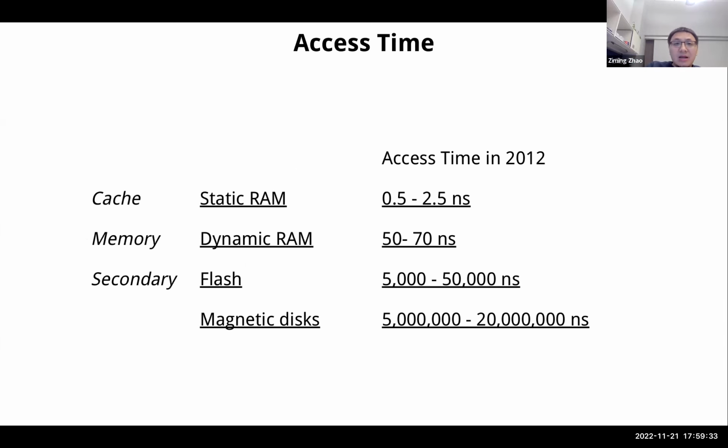So here is some data for access time. I don't know how accurate this is right now because this is like 10 years old data. For cache made of SRAM, the access time is like 0.5 to 3 nanoseconds. DRAM will be 50 to 70 nanoseconds, which is like 100, 200 times slower. Then flash will be 5,000 nanoseconds. Then magnetic will be even 5 million, right? So you can see the access speed is very different.